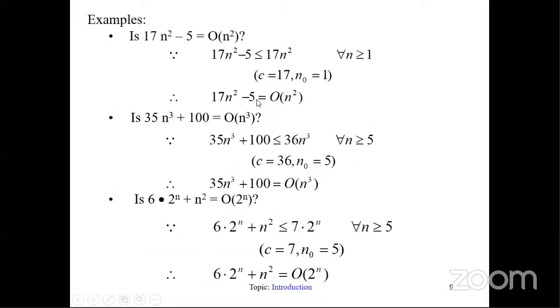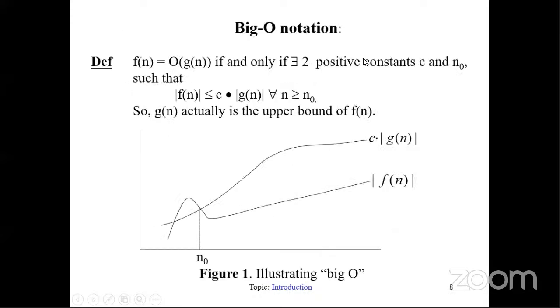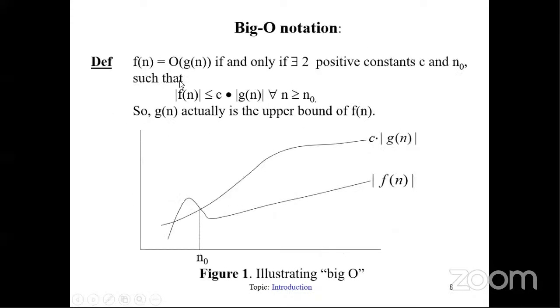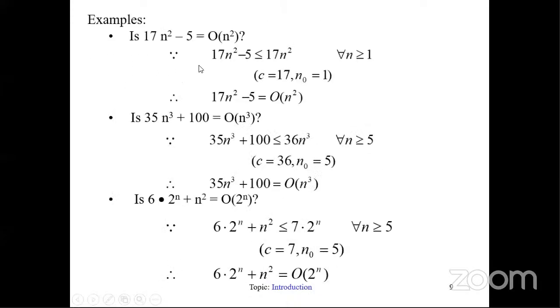So f of n is 17n squared. This is cg of n, and this is g of n. So we have c equals 17 and n naught equals 1, because all of this will exist when n is greater than or equal to 1. So if this is the expression, then we can have 17n squared minus 5n equals big O of n squared, because we have been able to represent this as f of n equals big O of g of n.